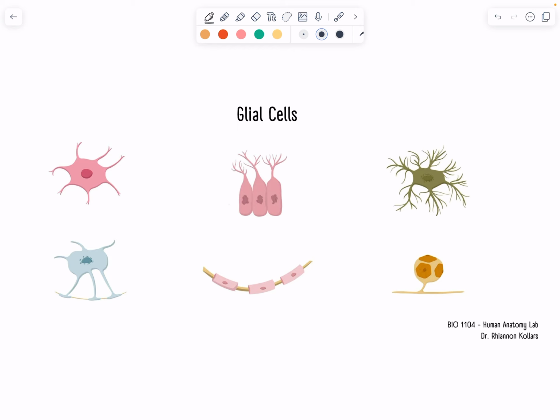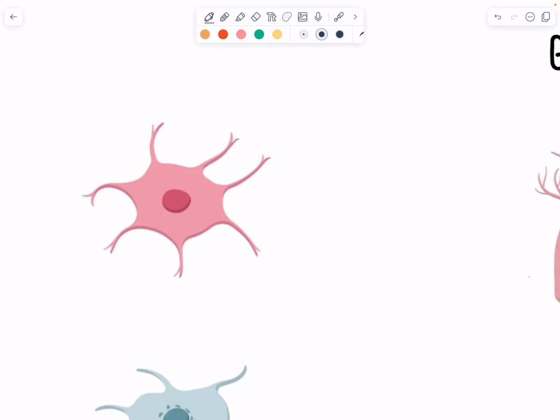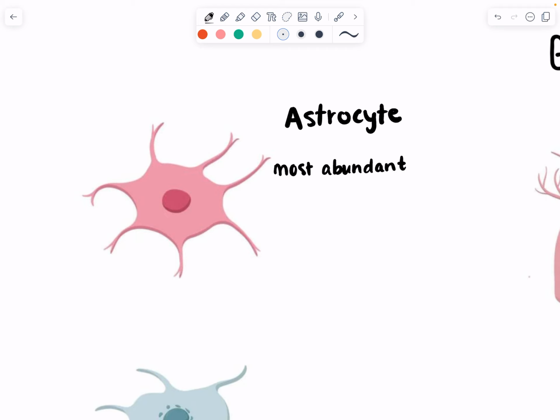So let's start with our most abundant glial cell, and that's this bad boy right here. This is my astrocyte. The first glial cell we're going to talk about is an astrocyte. This is the most abundant glial cell within the central nervous system. CNS stands for central nervous system.